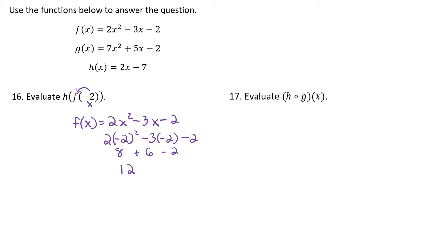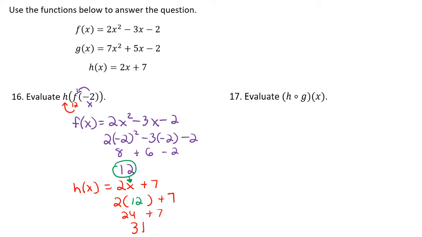And now that we know we have 12 here, we're then going to substitute it into h. So we have h, which is 2x plus 7. And we're going to take this 12 and plug it right into its x. So we have 2 times 12 plus 7. So that's 24 plus 7, which gives us 31 as our answer.